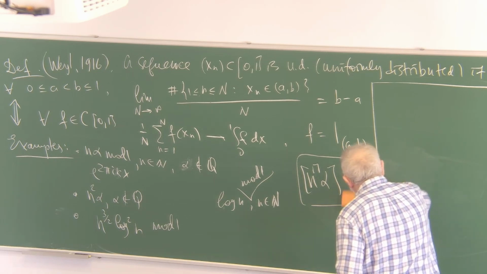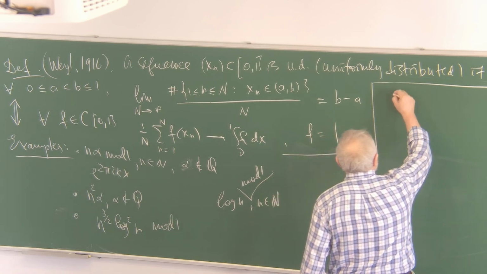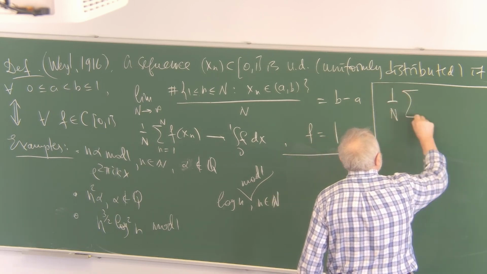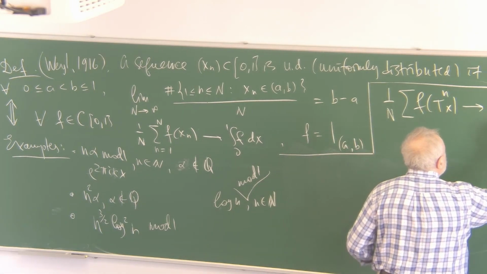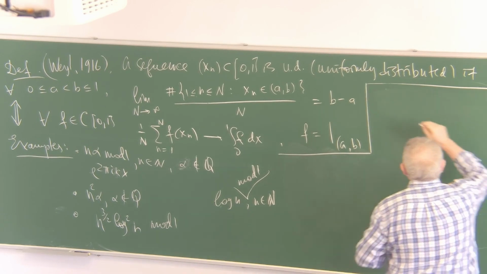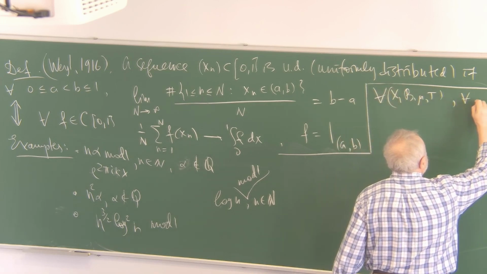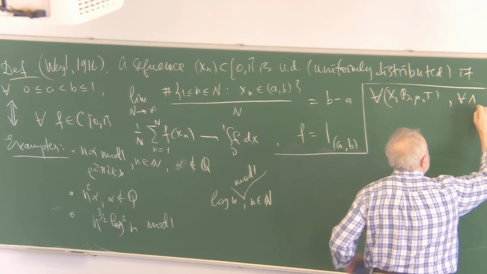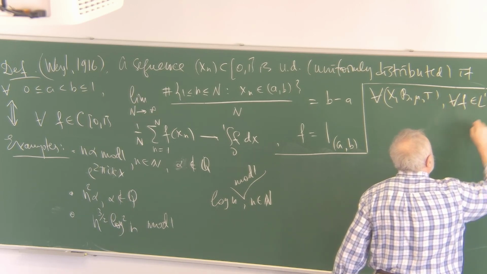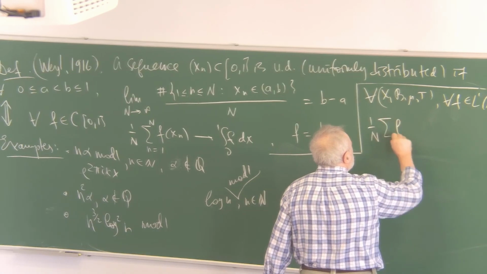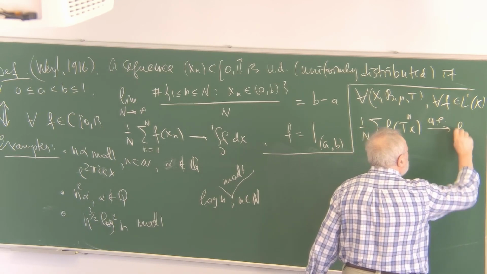So I will erase this again here. And now I want just to stress the ergodic point. I want to formulate the ergodic theorem because it's a classical thing. So let me start: for any (X, B, mu, T), for any function f in L1 of X, 1 over n sum of f of T^n x converges almost everywhere to some limit.